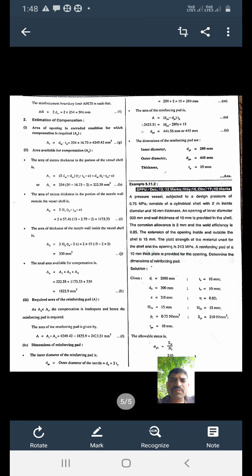The area of the reinforcement pad is A is equal to DPO minus DPI into TP. DPO you will get 441.56 mm, the dimension of the reinforcement pad. These 3 dimensions you should calculate for the dimension of the reinforcement pad.